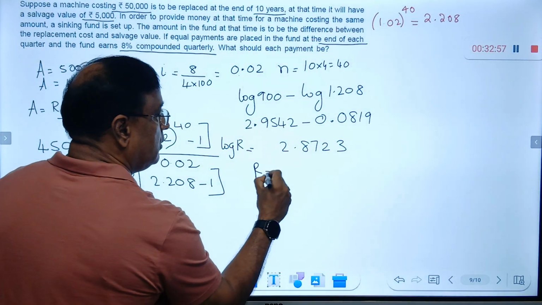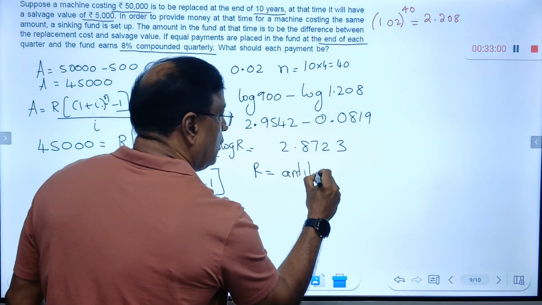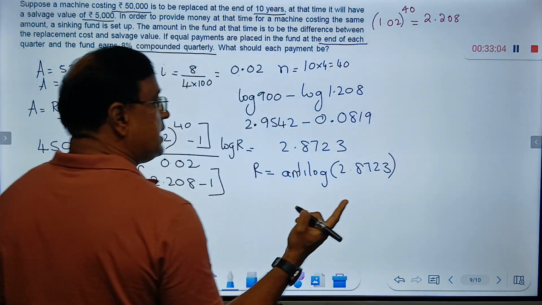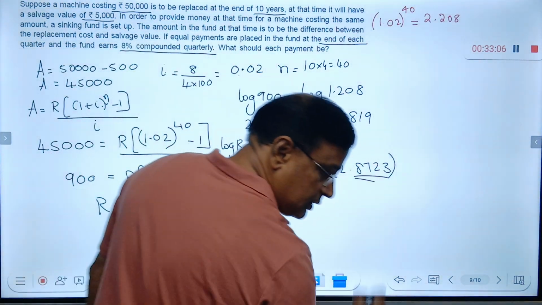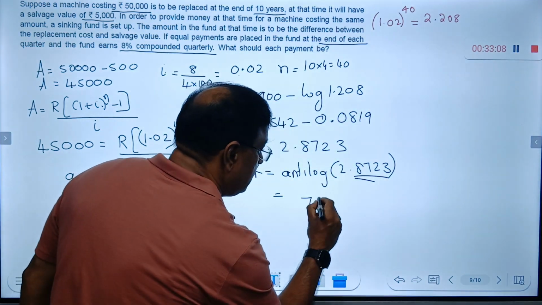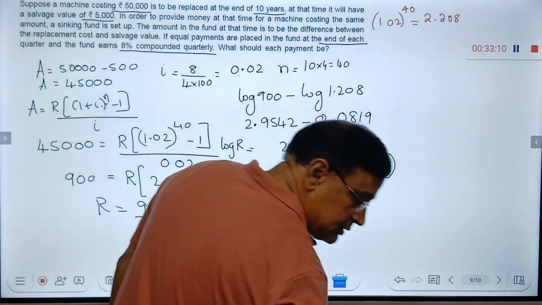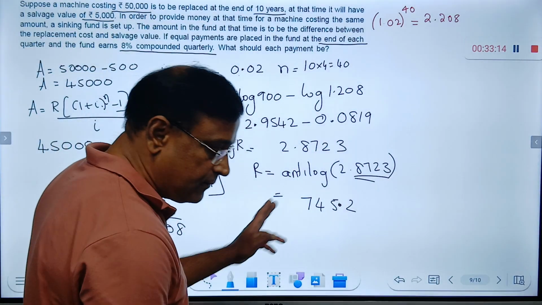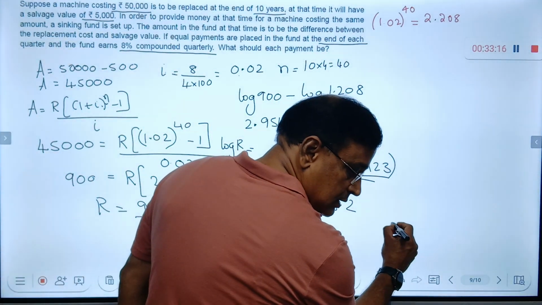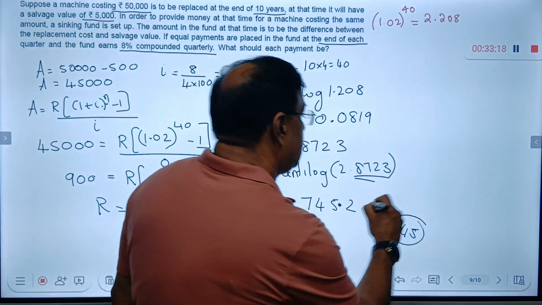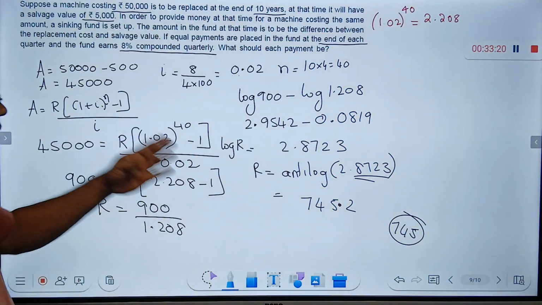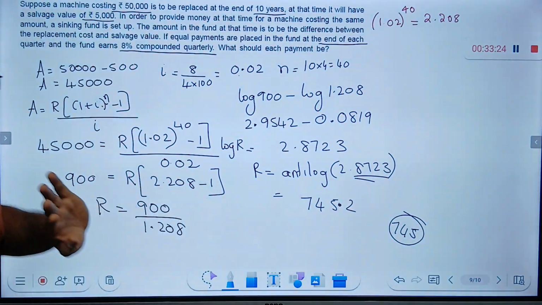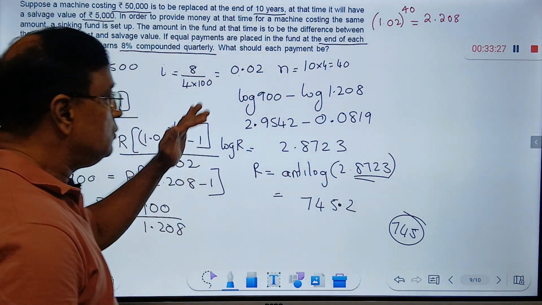So what is R equal to? Anti-log of 2.8723. Now what is anti-log of 8723? I'm getting 7452. Since it is 2 point, it has to be after 2 decimal places. So this is the answer, but the book answer is 745. Again I repeat, because of the calculator there is a difference. Otherwise your answer is perfectly correct. Don't worry about it at all. Okay. So I hope you understood.